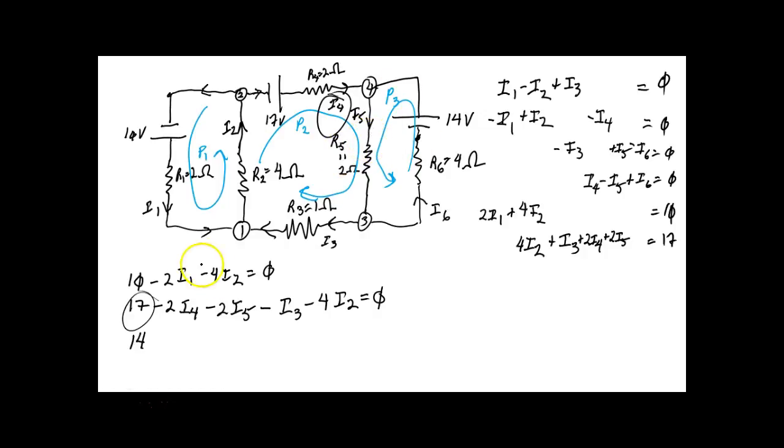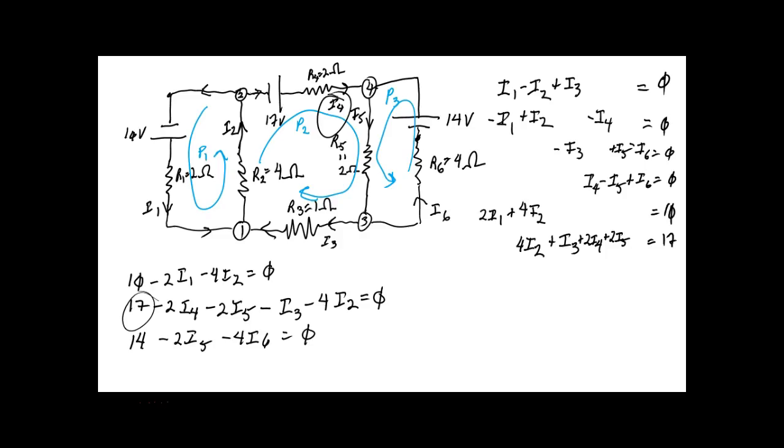So I go up 14 volts. What's the next thing I hit? Minus 2I5, right? And then what's the next thing I hit? Minus 4I6. Yeah. Now, second, and that's equal to 0 here. You're absolutely right. The voltage ups are equal to the voltage downs, okay?